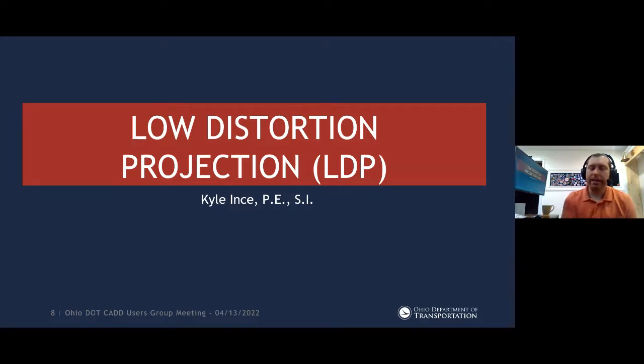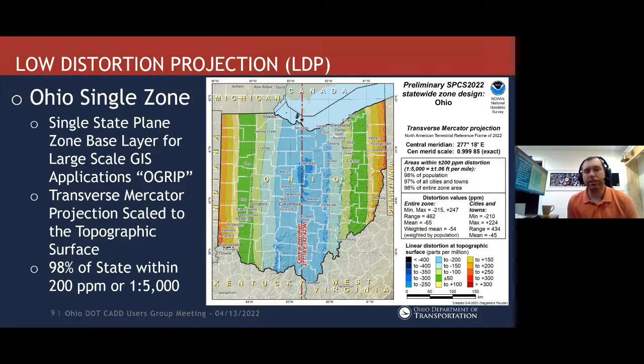And really, what it's going to do is help us mitigate some of the issues we've historically had with transitioning from a grid to a ground-based coordinate. So, moving into the future and what that's going to look like. Right now, Ohio has 2 state plane zones. We have a state plane zone north and a state plane zone south.